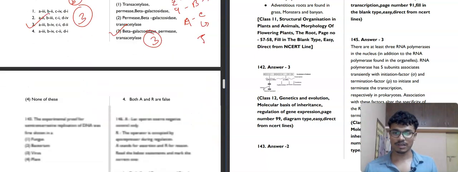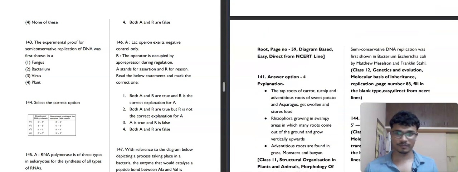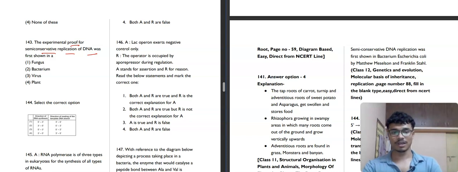Now we move toward question number 143. Okay, this is a good one, I think. It is saying that the experimental proof for semi-conservative replication of DNA was first shown in fungus, bacterium, virus or plant. In molecular basis of inheritance, if this kind of question comes and you don't know the answer, how to approach the question? You will mark the bacteria. Like 90% of the experiments are done in bacteria or prokaryotes.